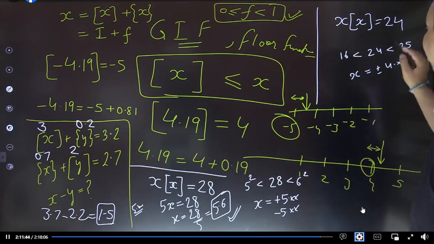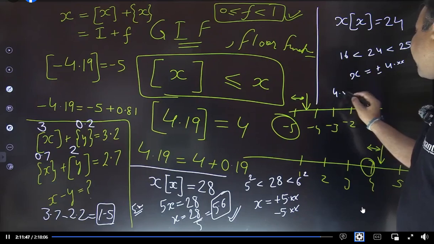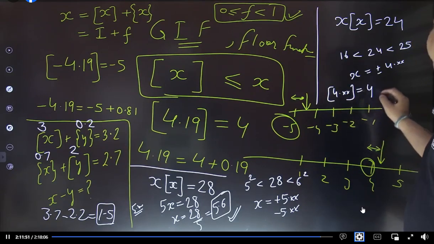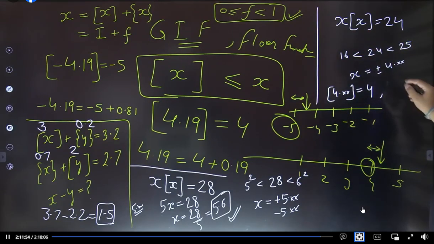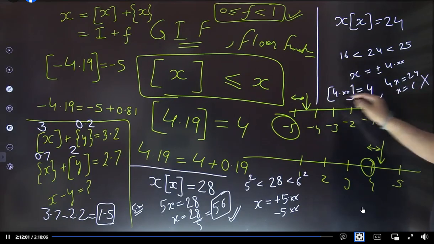So if I take the first case, positive 4 point something, if x is positive 4 point something, then its integral value would be 4. And by putting that 4, we get 4 into x is 24, which means x equals 6. Not possible because our assumption was x should be 4 point something.